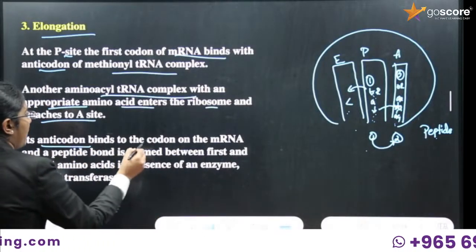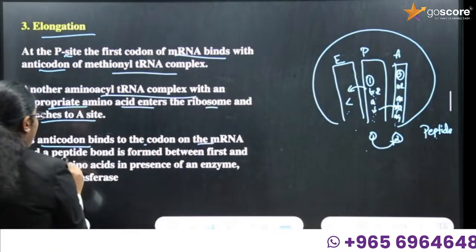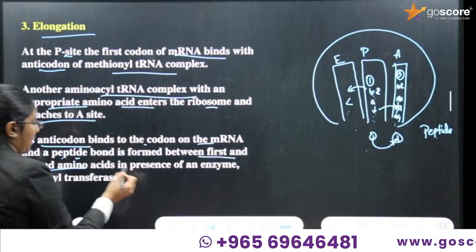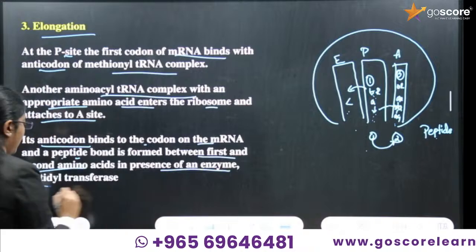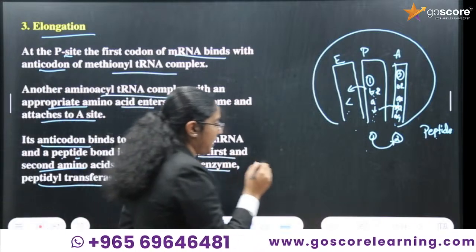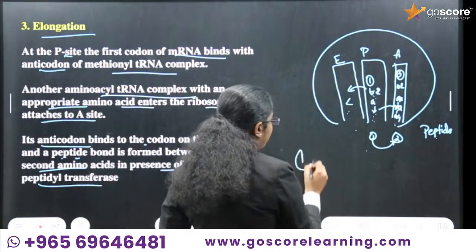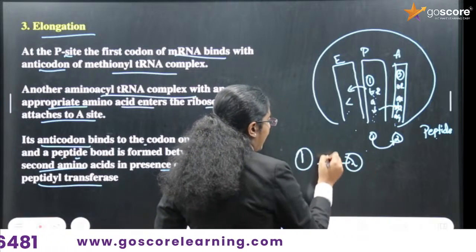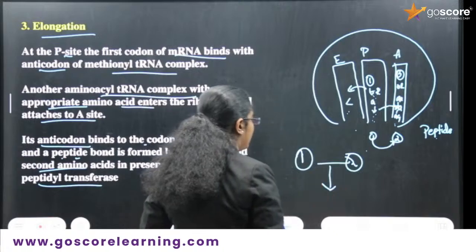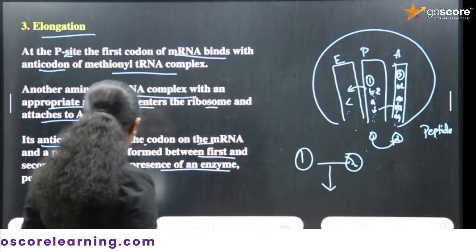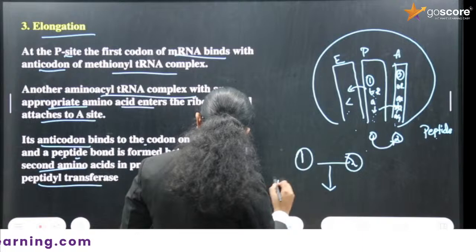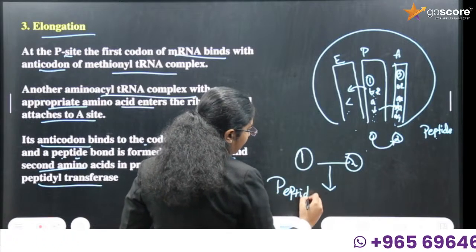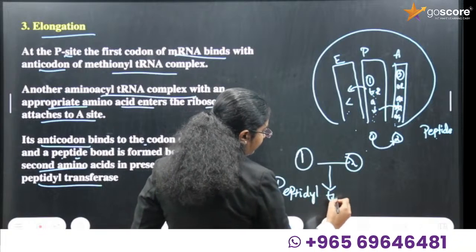Its anticodon binds to the codon of the mRNA and a peptide bond is formed between the first and second amino acid in the presence of an enzyme known as peptidyl transferase. I told you the first amino acid will be transferred to the second amino acid, and that transfer is done by an enzyme known as peptidyl transferase.